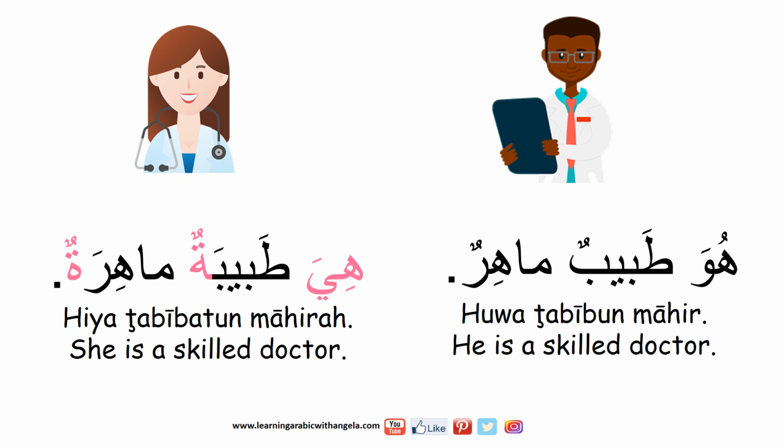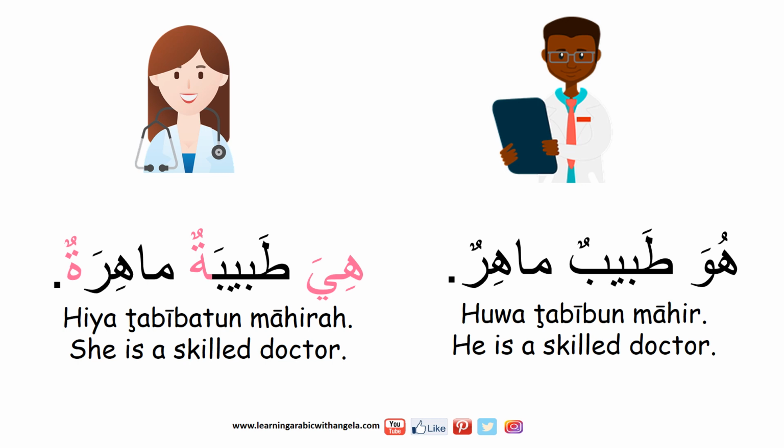The second thing is in terms of number. So if the noun is singular, the adjective has to be singular. If the noun is dual, the adjective has to be dual. If the noun is plural, the adjective has to be plural. And last but not least, if the noun is masculine, the adjective has to be masculine. And if the noun is feminine, the adjective has to be feminine.